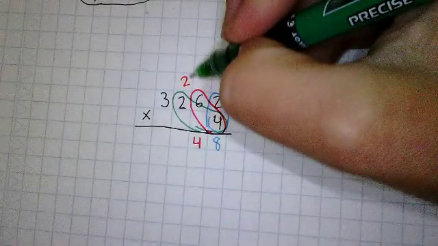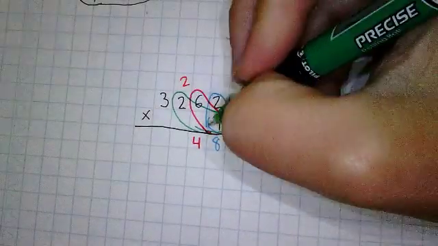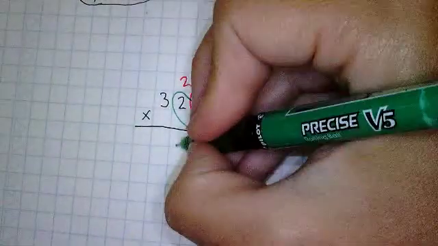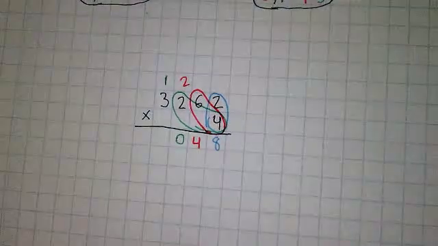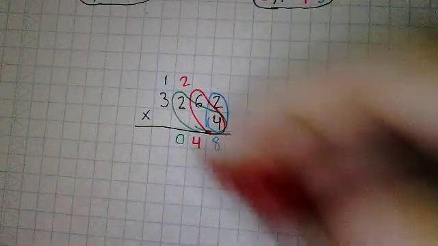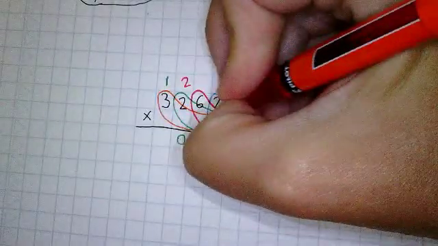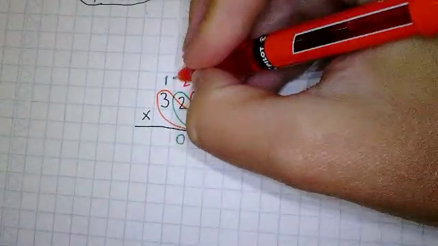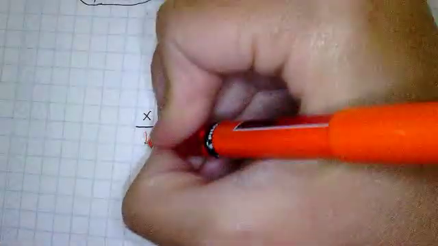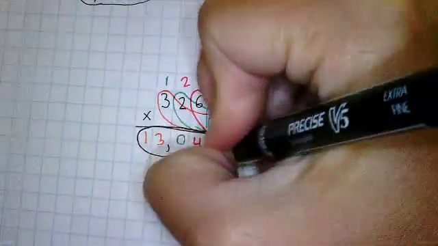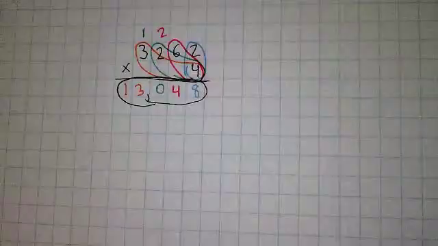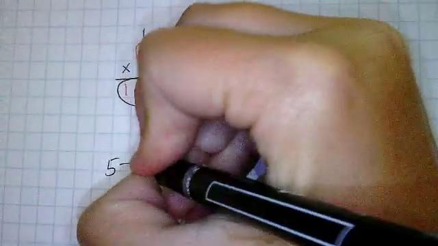I saw some people forget to add their regroupings. Don't do that. So 8 plus 2 is 10. So I write it like that. And then my last step here, 4 times 3 is 12. I add my 1, and that gives me 13. So my answer is 13,048.